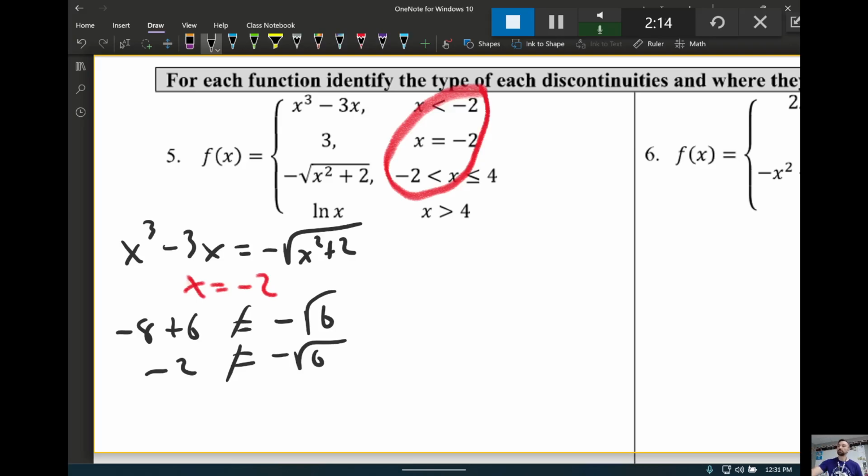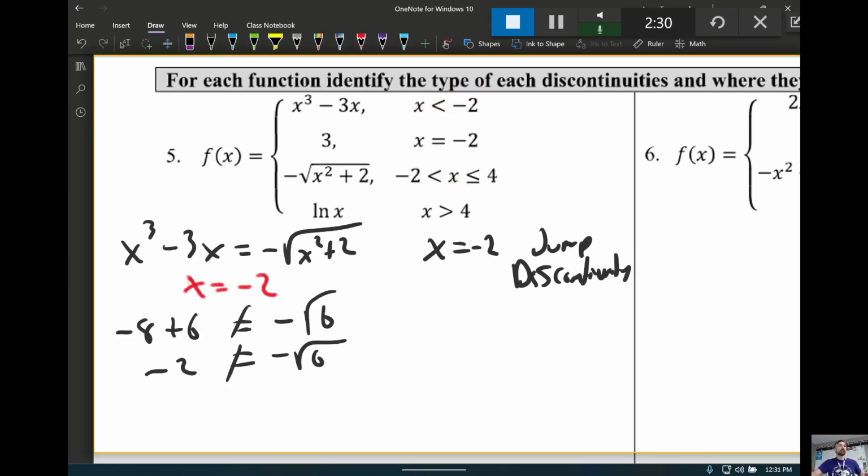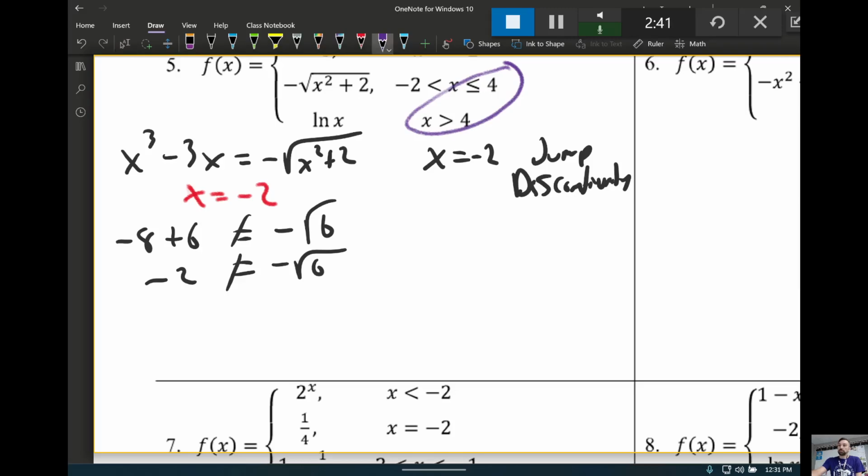So what type of discontinuity would that be? Right, that's a jump. So at x equals negative 2, there is a jump discontinuity. Okay, but there could be another one. I don't know if these have more than one answer to them. But there might be a break in the graph again at x equals 4 because it stops being this function and starts being this function. So you really should set these two things equal to each other, and you really only care if they're the same value at x equals 4. So let's plug in a 4.